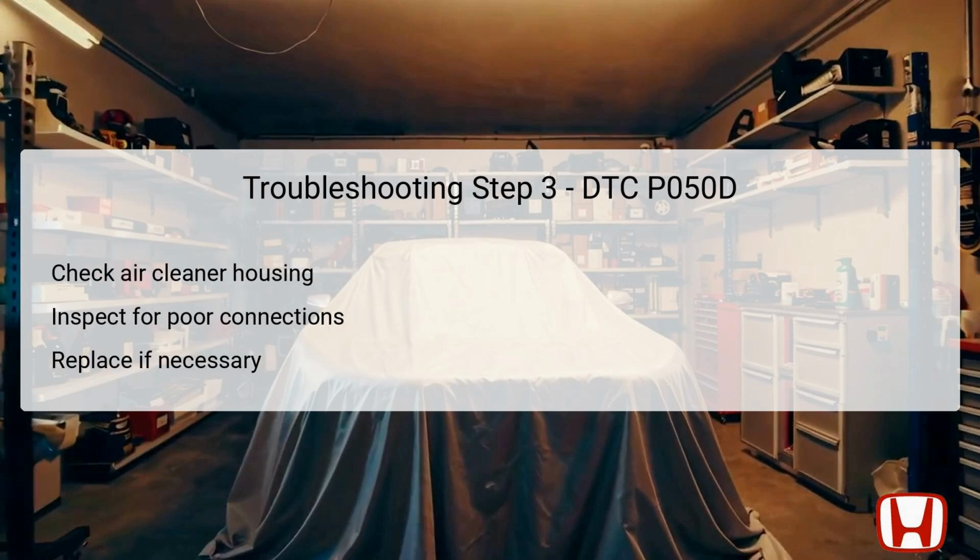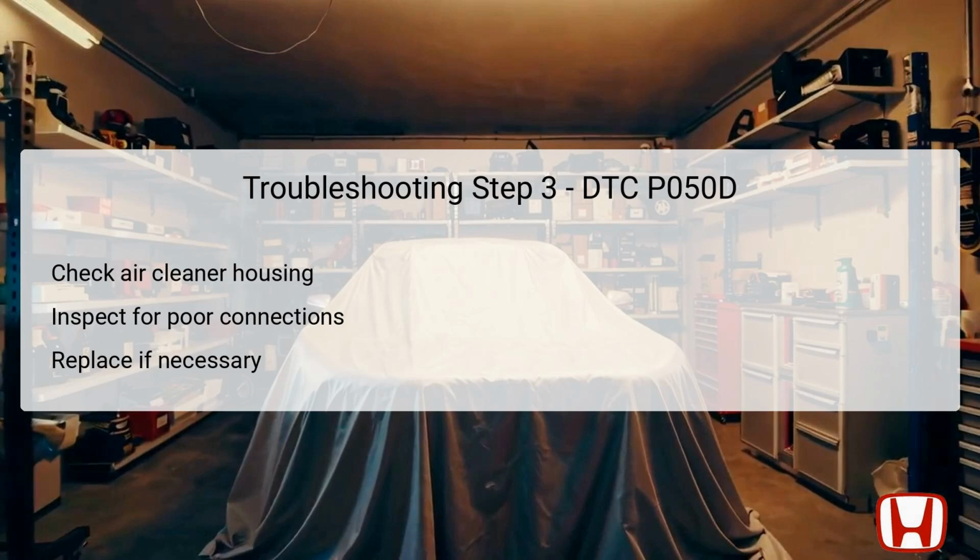In this third step, the focus shifts to the air cleaner housing. This component plays a pivotal role in filtering the air entering the engine, which directly influences performance and efficiency. Carefully inspect the housing for any poor connections, loose clamps, or blockages that may introduce unfiltered air into the system.